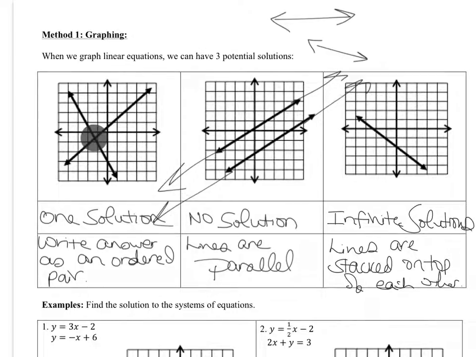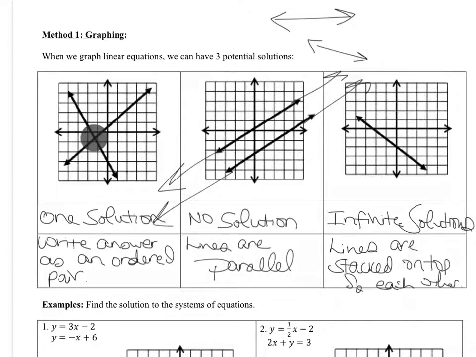So there's only 3 potential answers you can have. You can have 1 solution where there's an ordered pair, 1 value for x and 1 value for y. You can have no solution, which is when your lines are parallel. Or you can have an infinite number of solutions, which is when your lines are stacked on top of each other and they produce the exact same line. So I want you to go ahead and flip this paper back over.